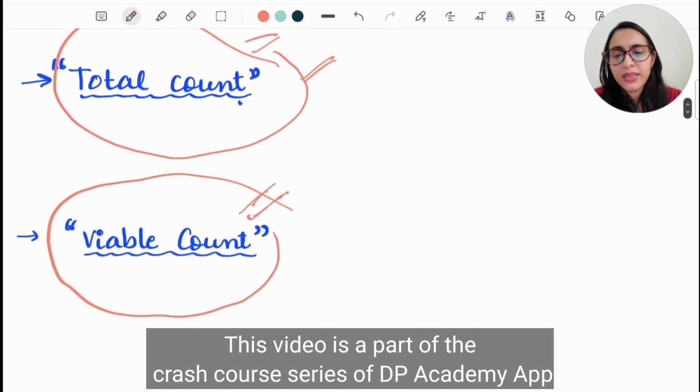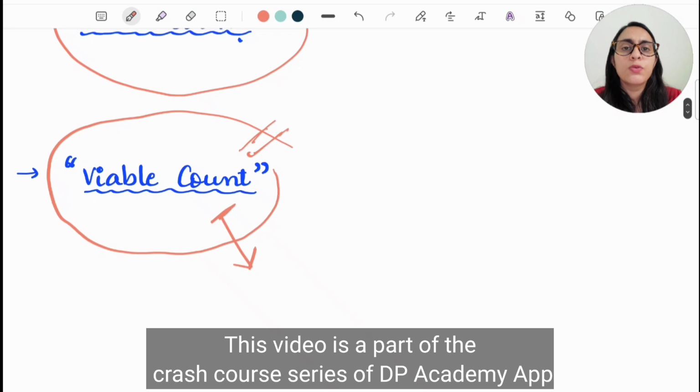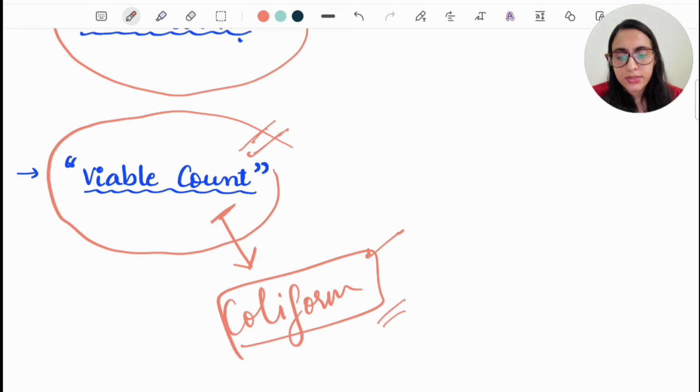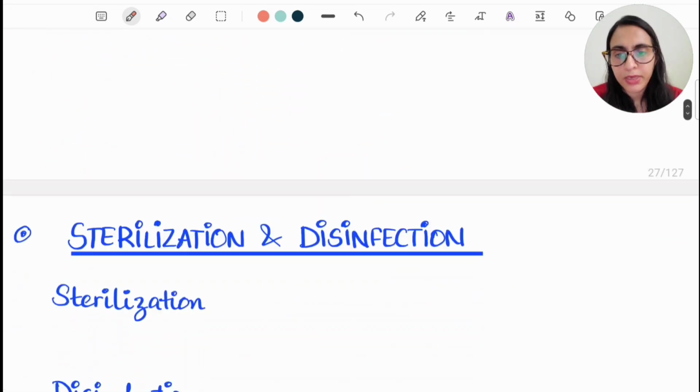Viable count is a method which is widely used in water bacteriology for the estimation of the coliform count. So coliform count is used for the drinking water. In filtration of the sewage water, we do the presumptive coliform count in the drinking water. And this is a test that we have talked about in the public health also.